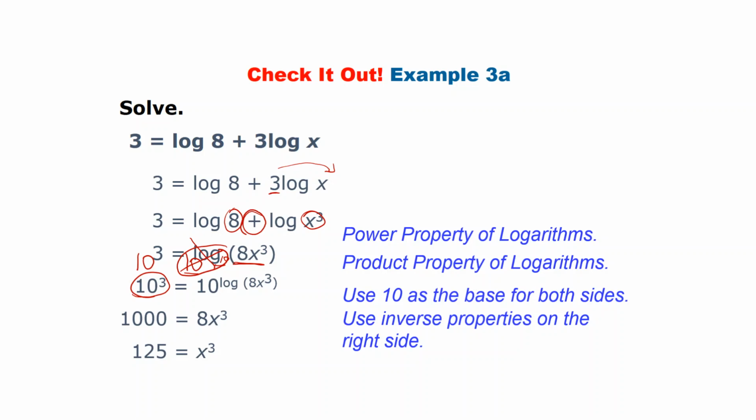And now that's pretty easy to solve. We just divide both sides by 8. We get 125 equals x to the third. And so now we just have to cube root both of these. Three numbers that multiply together to get 125 is 5 times 5 times 5. So x is going to equal 5.